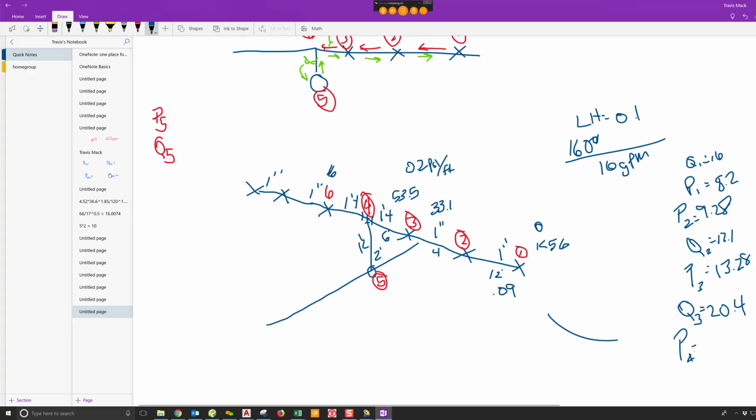So P4 equals P3, which is 13.28, plus 2.4, equals 15. I'm just going to do 15.7. Do you follow that? Okay. And I got 53.5 gallons through here. Now I've got to figure out what the heck I've got to do with this side over here. We haven't talked about what we do when we have a difference coming through here.